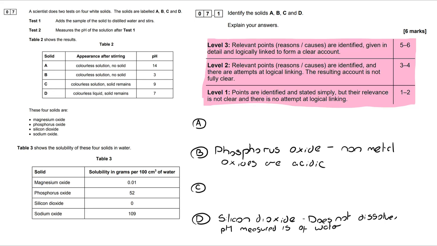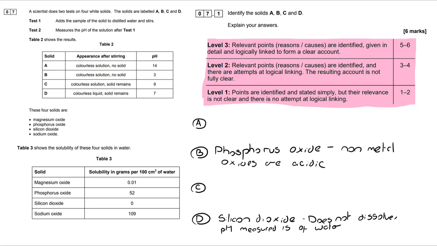And we're then left with A and C. They are both going to make bases. They are metal oxides. Metal oxides are basic. They will make alkalis. So I'm then going to have to differentiate between them by looking at their solubility.